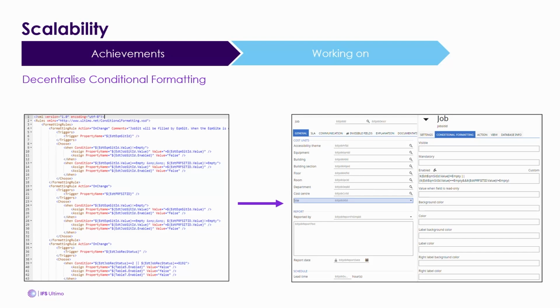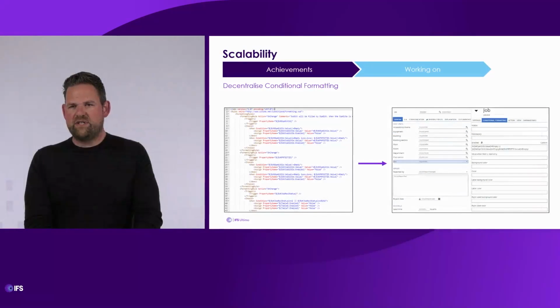And we're moving to the situation on the right, where we are going to decentralize these rules to the control itself. So if in the screen design you click on a control, there will be a new tab in the properties panel called conditional formatting. And then you have an immediate overview of all the options you have on that control. So maybe you don't even know all of them, and also where it is set.